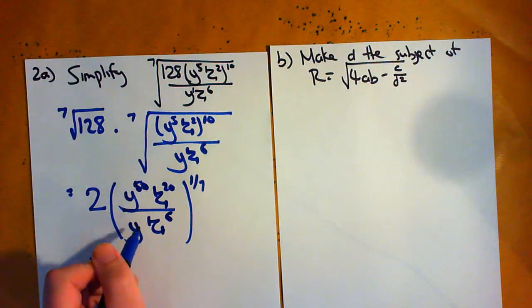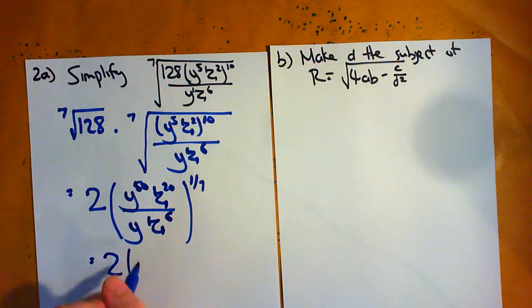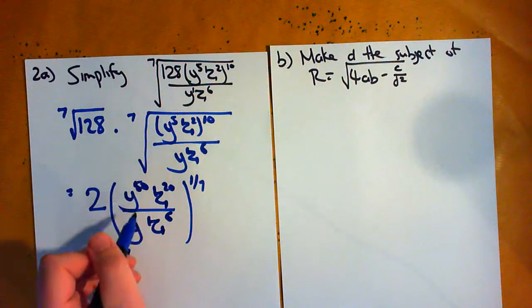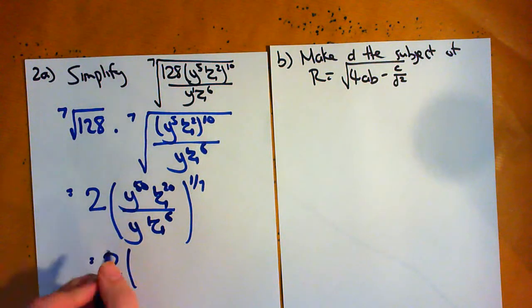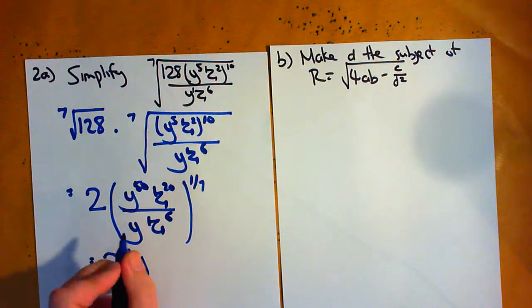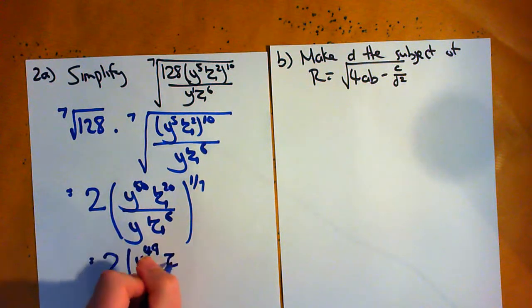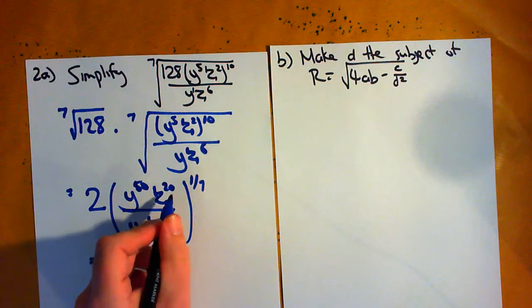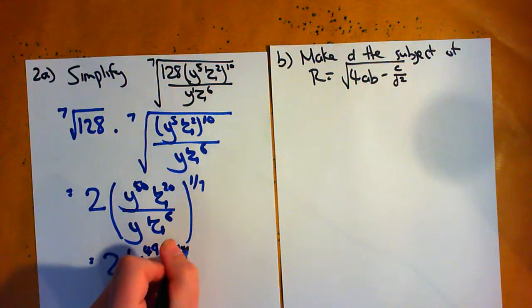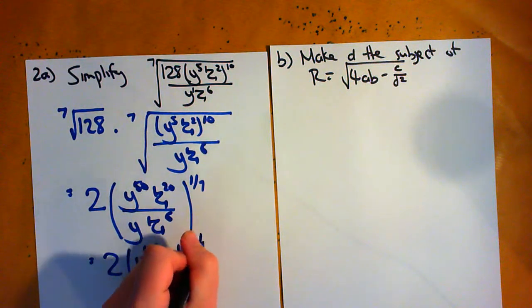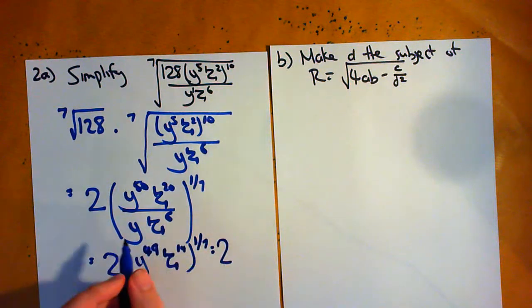Now we can subtract the powers of y, so we get a power of y of 50 minus 1 is 49, and the biggest power is on the top, so we get y to the 49. With z, the biggest power is also on the top, and the difference is 20 minus 6 is 14. So we get 2 times.